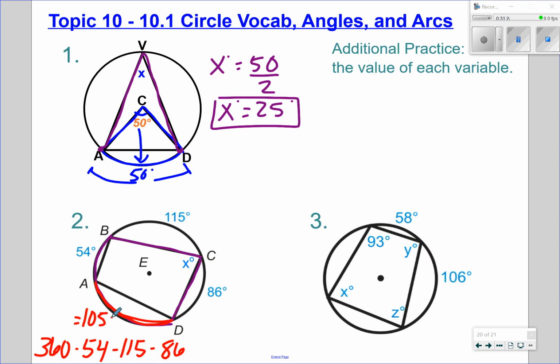We know x should equal half of the measure of this whole arc, the measure of arc BAD. So x should equal 54 plus the 105, and then cut that whole thing in half. If you add the 54 and the 105, and then cut it in half, you get 79.5.